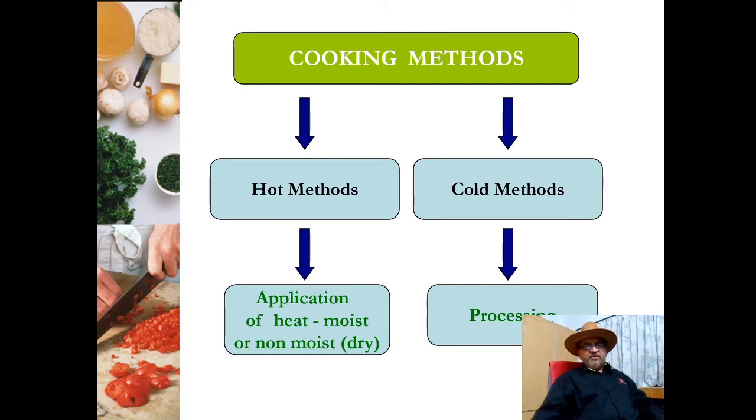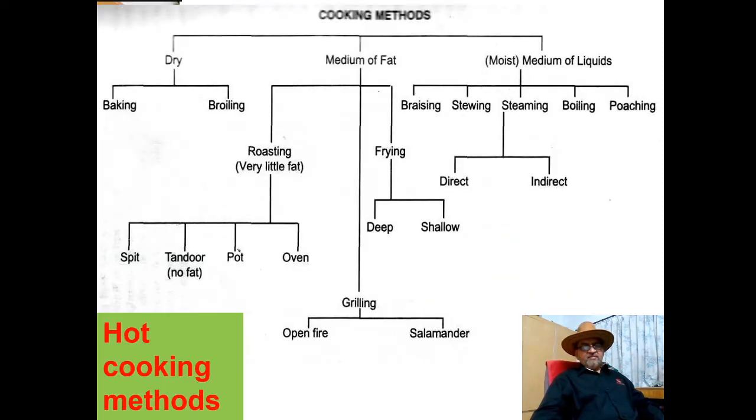I've already told you cooking methods are two types, hot and cold. In hot methods, there is application of heat. Application of heat is of two types, moist and dry. This is the chart. Hot cooking methods. Please look carefully.